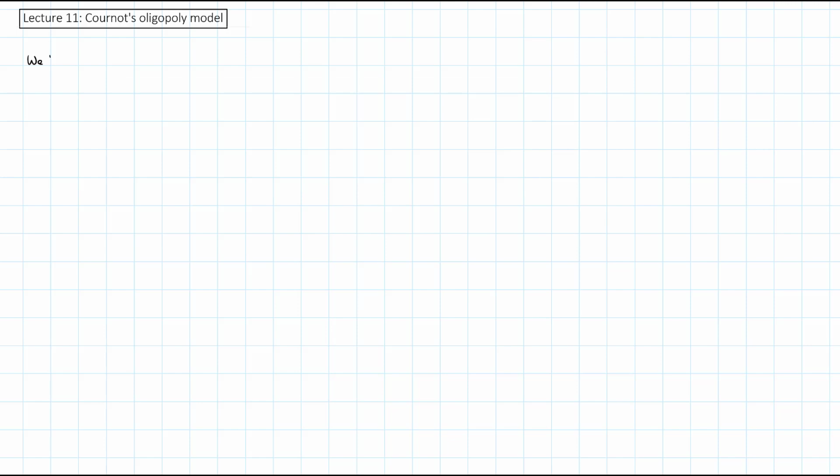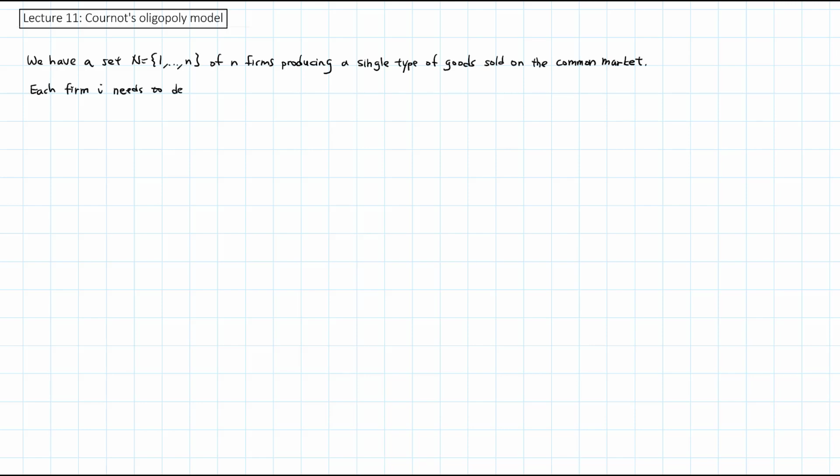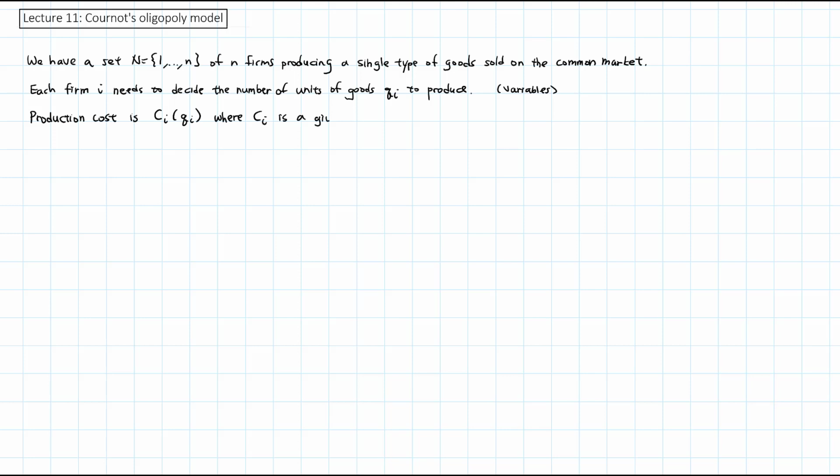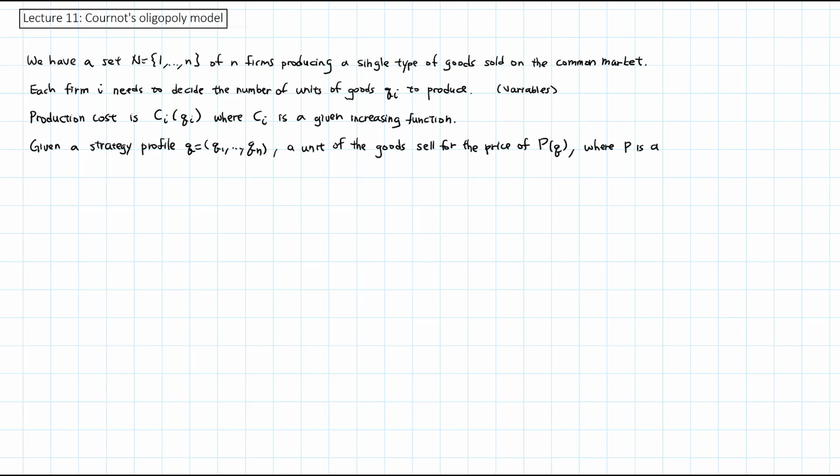In the general setting, we have a set N of n firms producing a single type of goods sold on the common market. Each firm i needs to decide the number of units of goods Qi to produce. These are the variables. The production cost is a function Ci of Qi, where Ci is a given increasing function. Given a strategy profile Q, a unit of the goods sells for the price P of Q, where P is a given non-increasing function on the sum of the Qi's. This means that the more goods there are in the market, the lower the price.